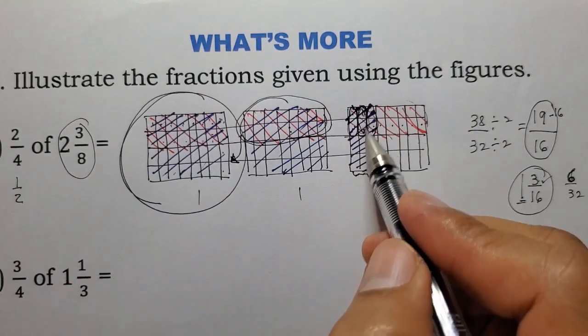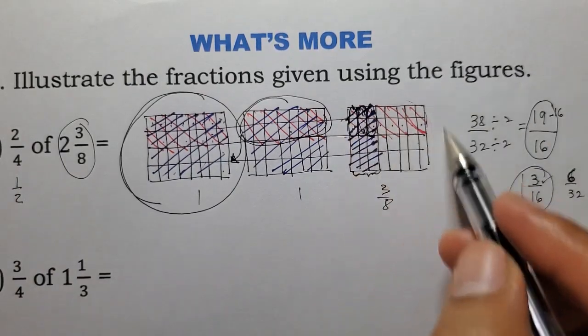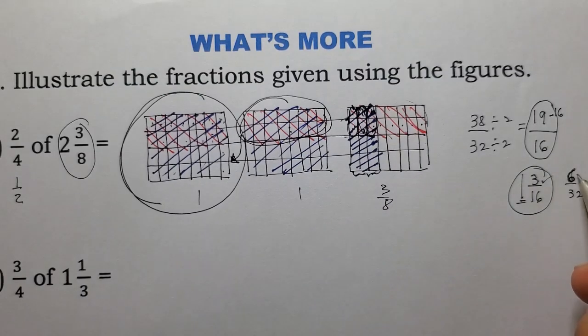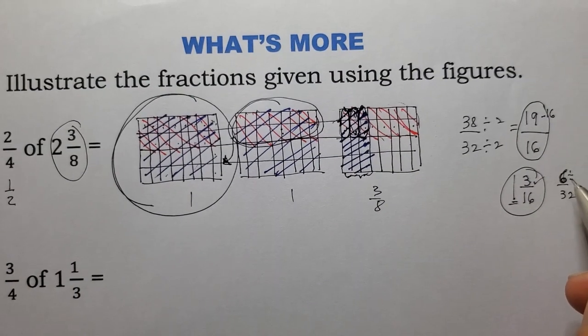That is 1, 2, 3, 4, 5, 6 out of 32. If expressed in simplest form, both numerator and denominator can be divided by 2. So 6 divided by 2 is 3, and 32 divided by 2 is 16. So that's also 1 and 3 over 16.